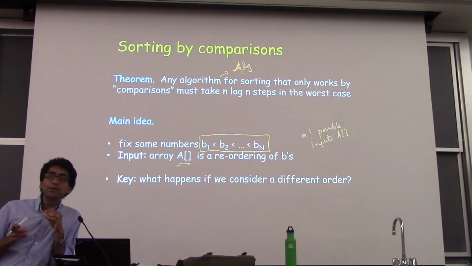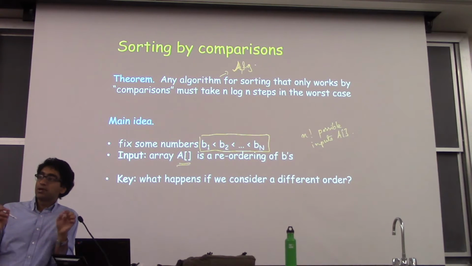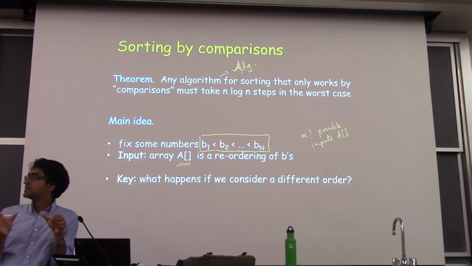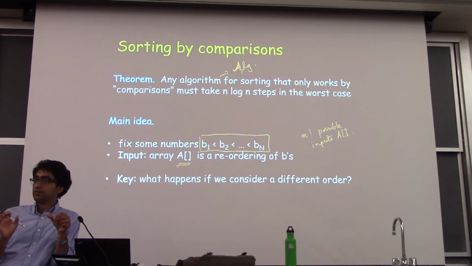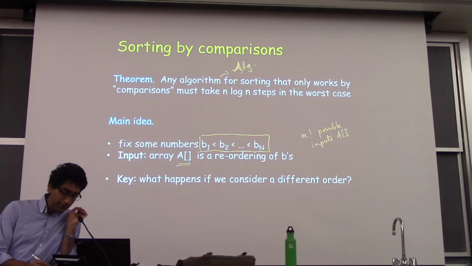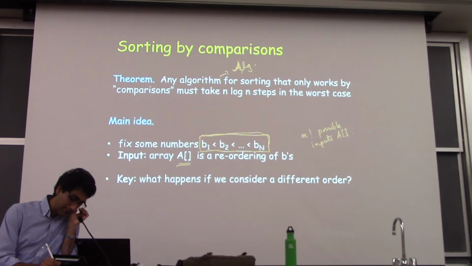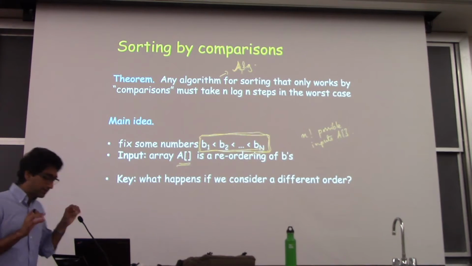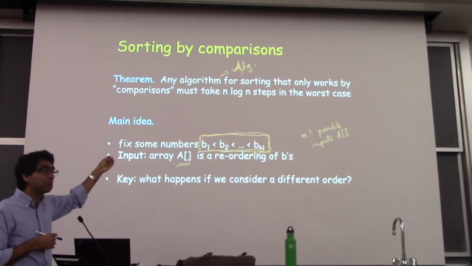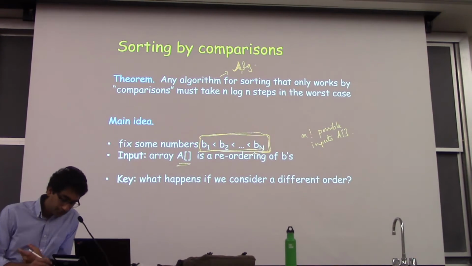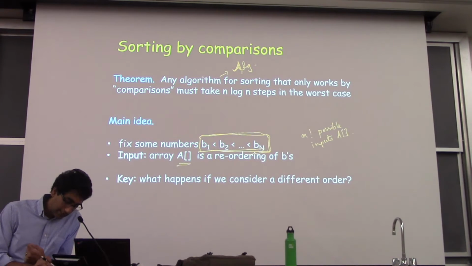And somehow the key trick to this analysis is to say, let's look at two different inputs, and see how the execution of this algorithm differs when we consider these two different inputs. Note that if you take two different inputs, the algorithm doesn't know these b_i's, so it should figure out that these two are both permutations of the same b's. So this is the idea that you want to consider.